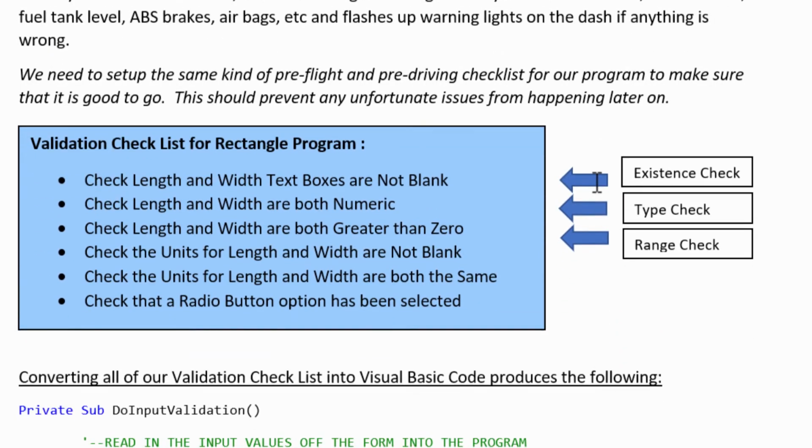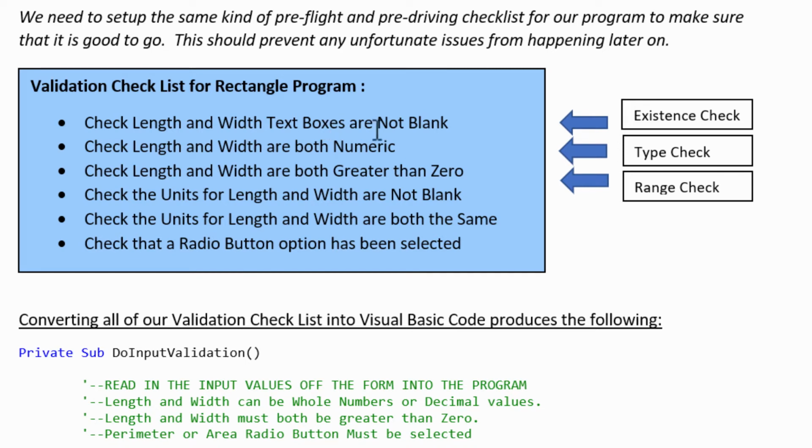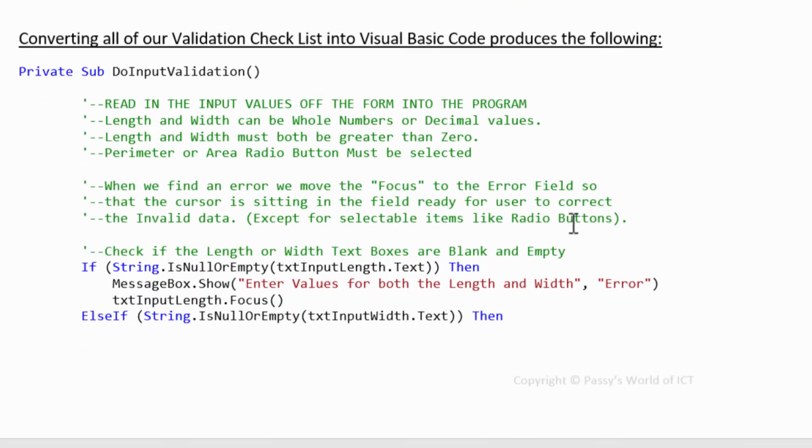Well, if we have a look at our checklist, here we need an existence check. To check the text boxes are not blank, the length and the width, that's called an existence check. I think Americans call it a presence check. But anyway, existence or presence, make sure they're not blank. Then checking they're both numeric, that's a type check. That's what we call it in validation. That's checking that they're number type, the correct type of data. And checking that they're both greater than 0, that's actually a range check. So validation has 3 main checks: existence, type, and range. They're your 3 main types of validation checks, and you need to know that kind of stuff for exams and stuff like that in the course.